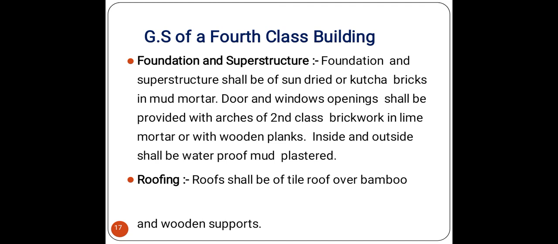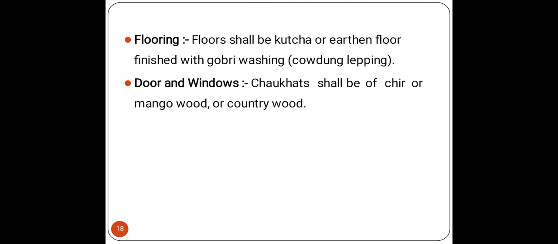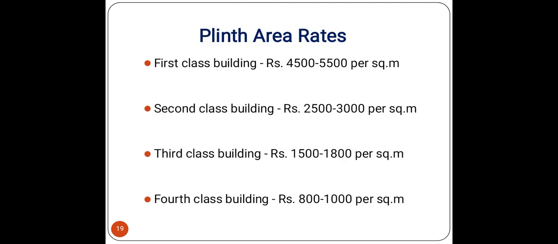Roofs shall be of tile roof over bamboo and wooden supports. Floors shall be kachka or earthen floor finished with gobri washing or cow dung lapping. The choker shall be of chir or mango wood or country wood. Now these are some plinth area rates given for first, second, third and fourth class building. Plinth area rate per square meter.